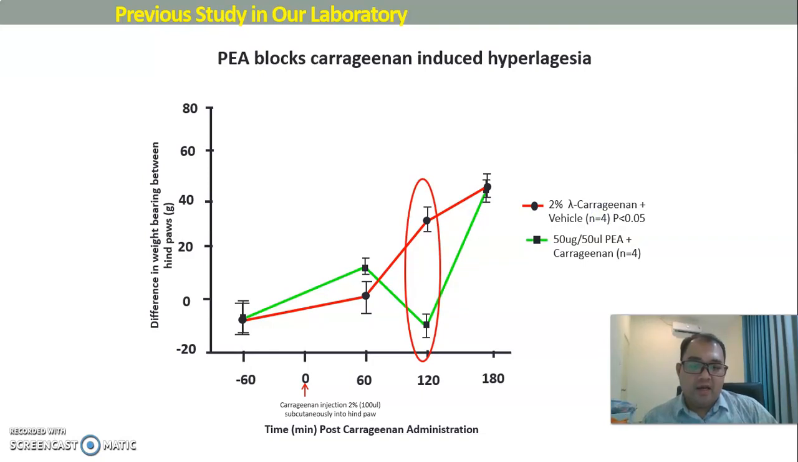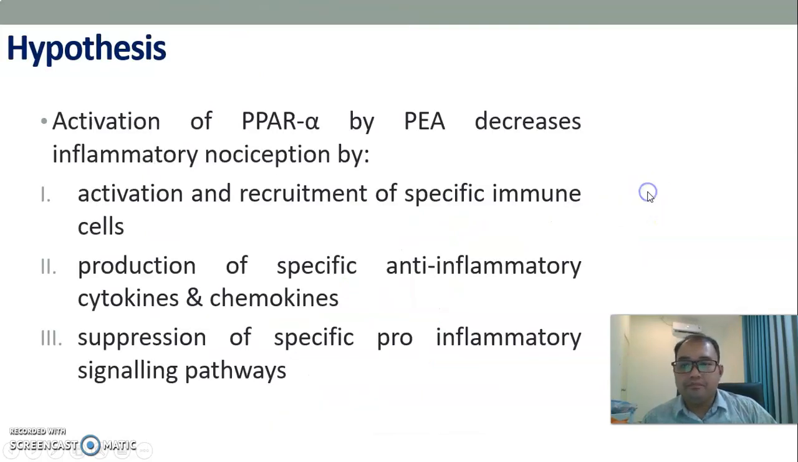And we were just wondering what was actually happening at this 2 hour time, why PEA has the ability to inhibit pain only at 2 hours and then it lost its effect at 3 hours. So we repeated the experiment, just focusing on the 2 hour time point.